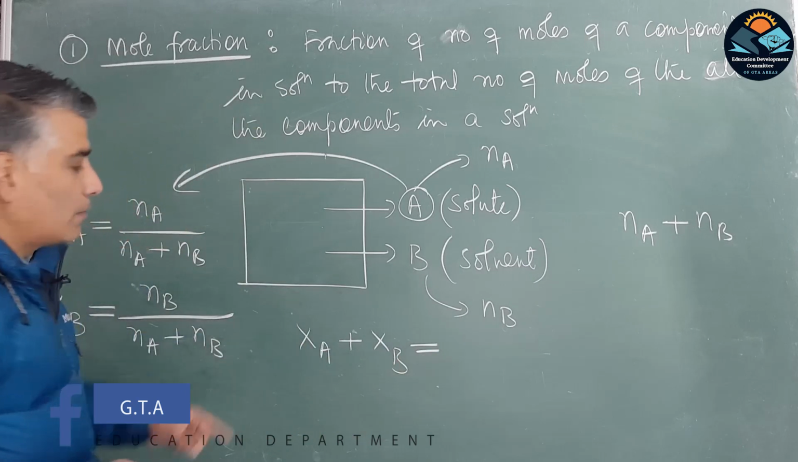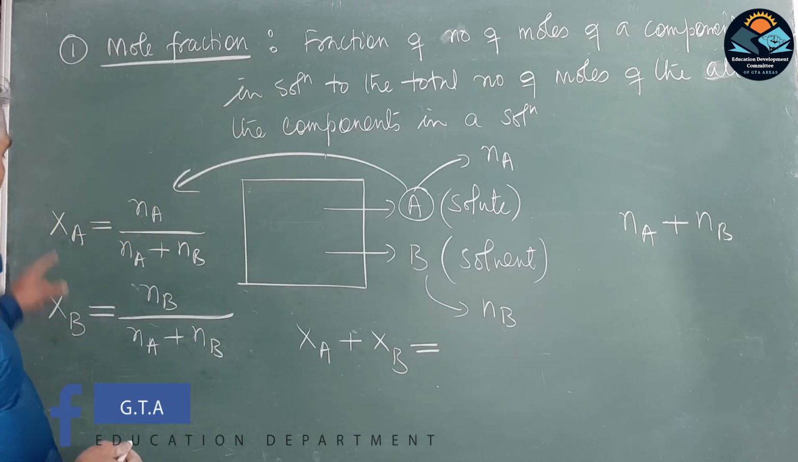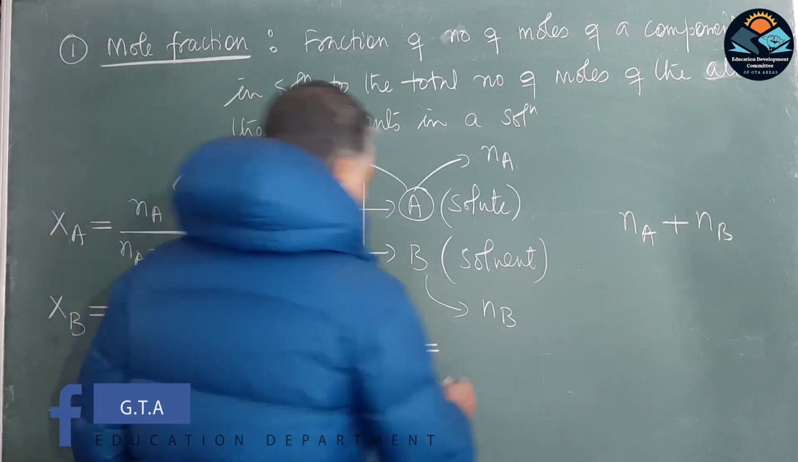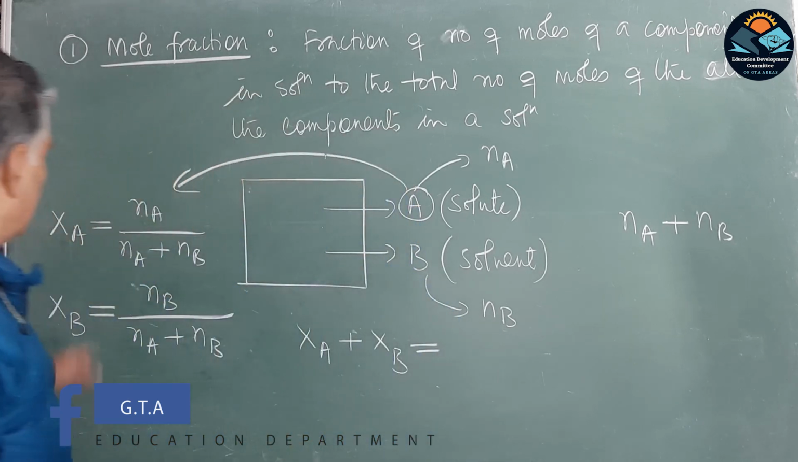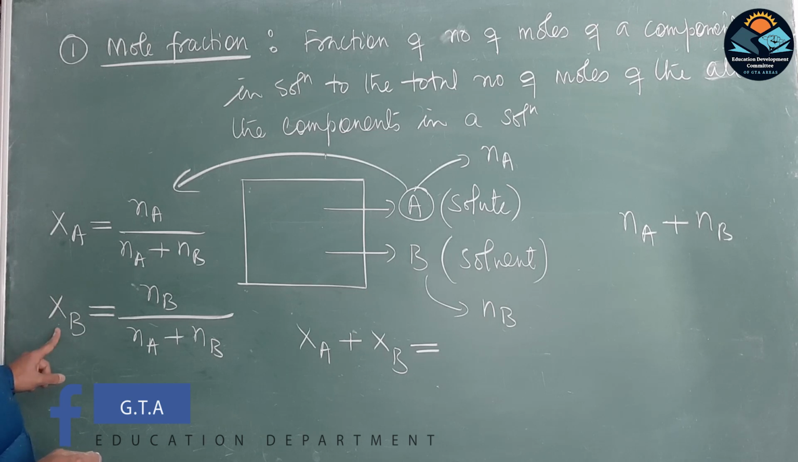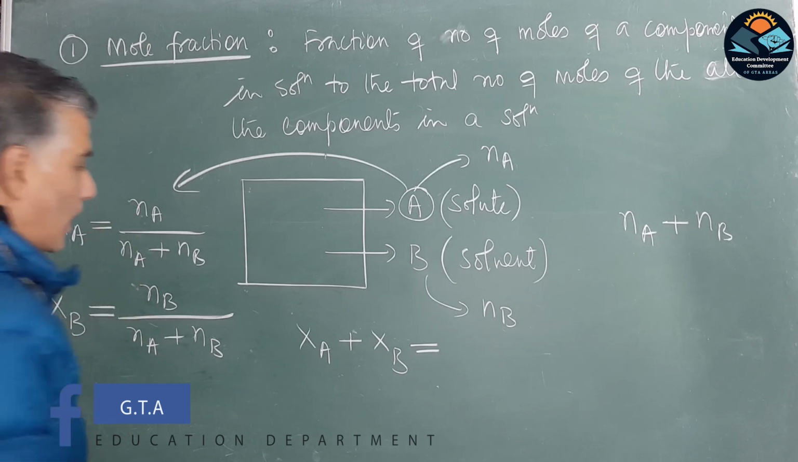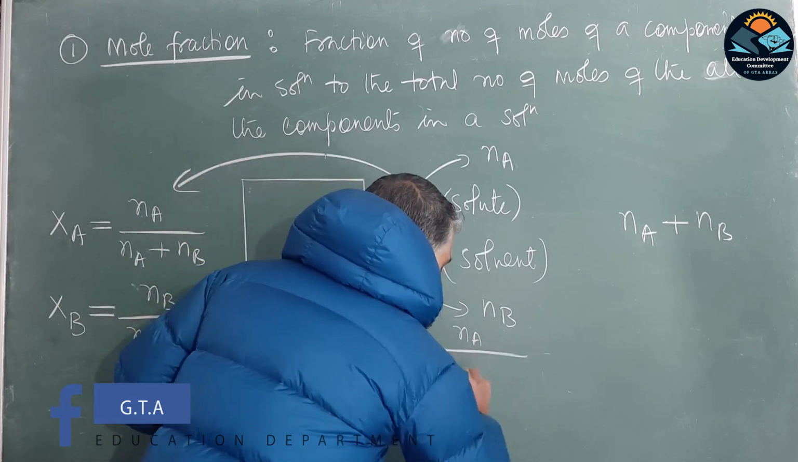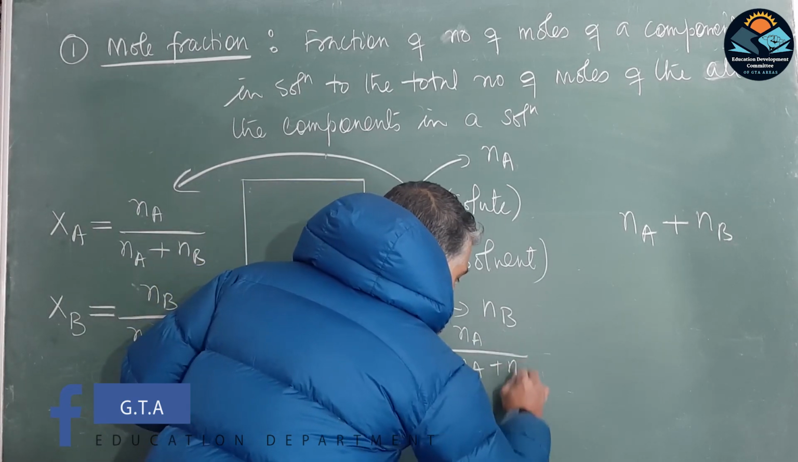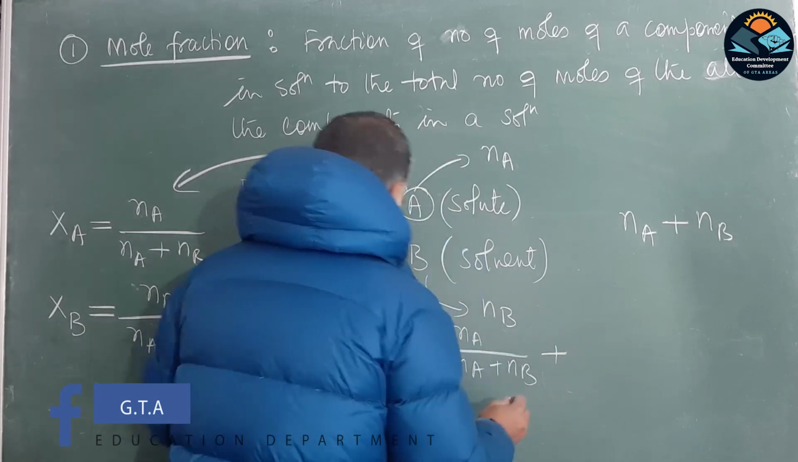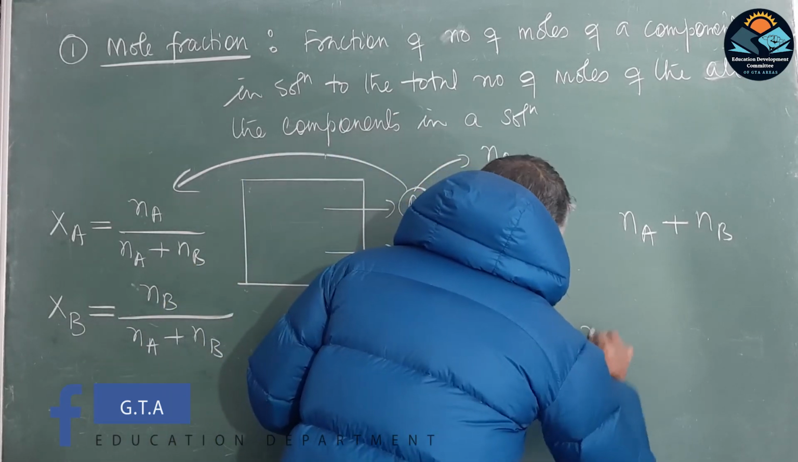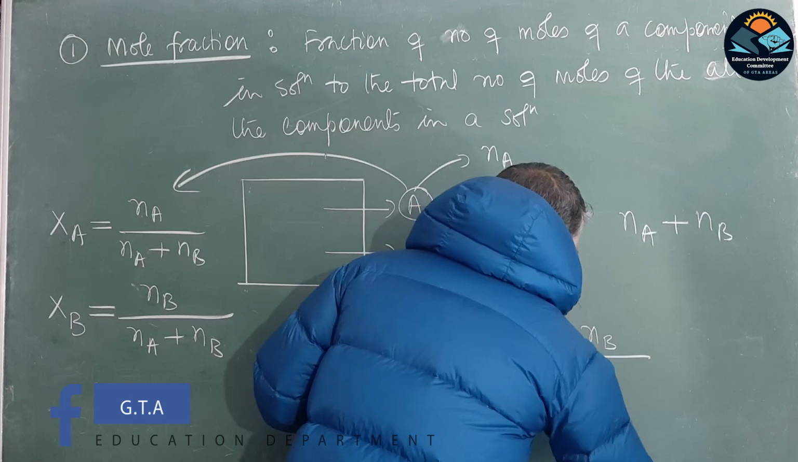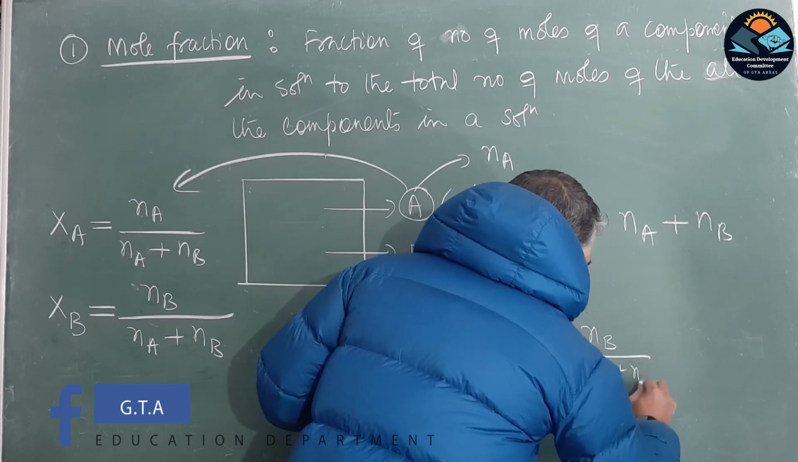Similarly, the fractions are always calculated out of 1. So the net sum of mole fractions of all the components must be 1. And we can prove that if you add these two mole fractions, the net sum is going to be 1. Let's see. What is XA? Isn't it Na by Na plus Nb? It is. And what is XB? That is the mole fraction of B. Isn't it Nb divided by Na plus Nb?